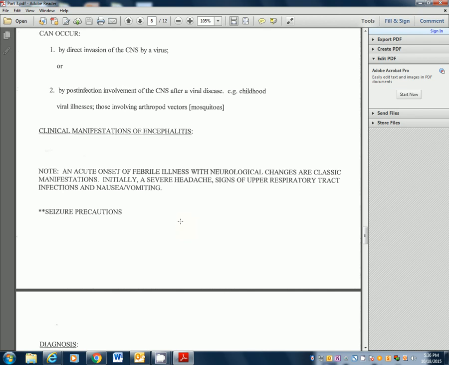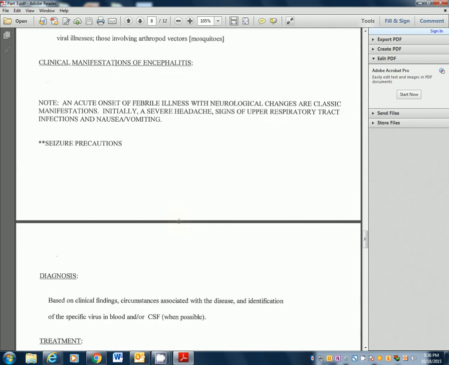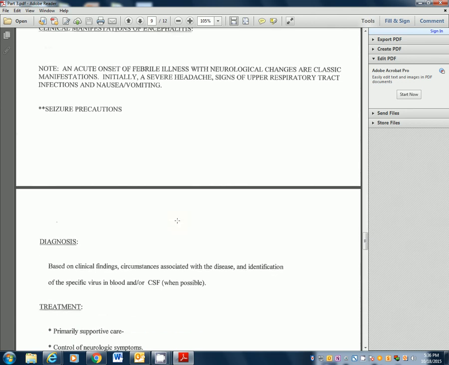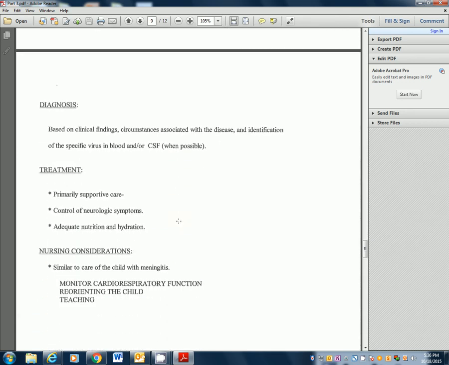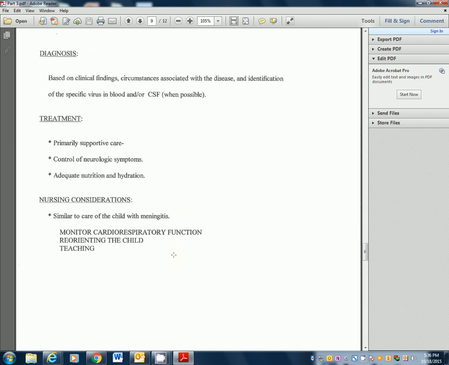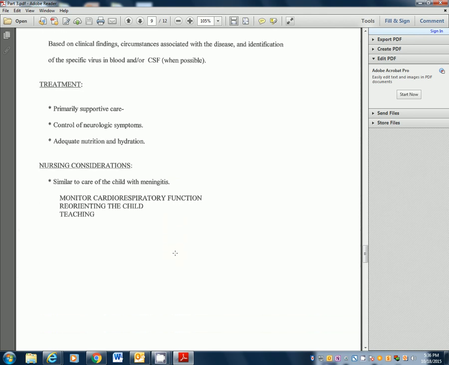So this gets confused a lot with meningitis. And it takes a little bit before sometimes they diagnose it. They're not getting better, so they'll go ahead and do a biopsy and they'll figure out that they've got encephalitis. They'll need to be put on seizure precautions. Diagnosis is based upon clinical findings and circumstances associated with the disease and identifying the virus in the blood and the cerebral spinal fluid. Treatment is supportive, control the neurological symptoms, adequate nutrition, and hydration.